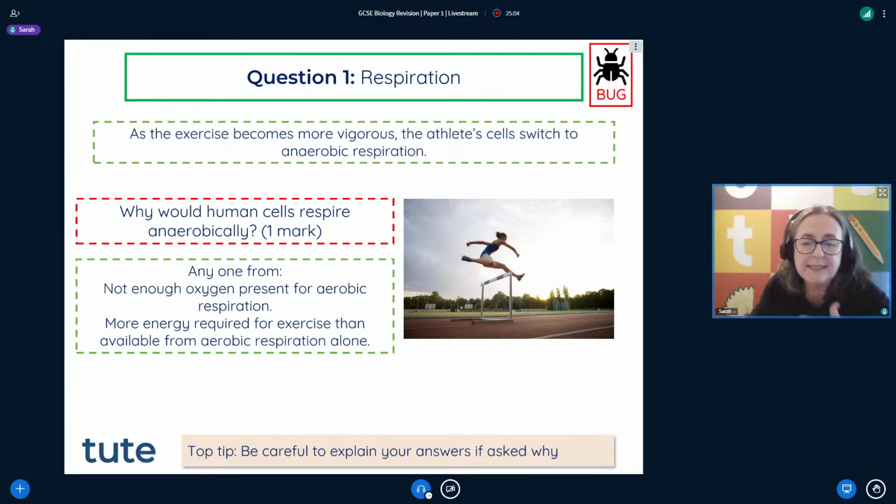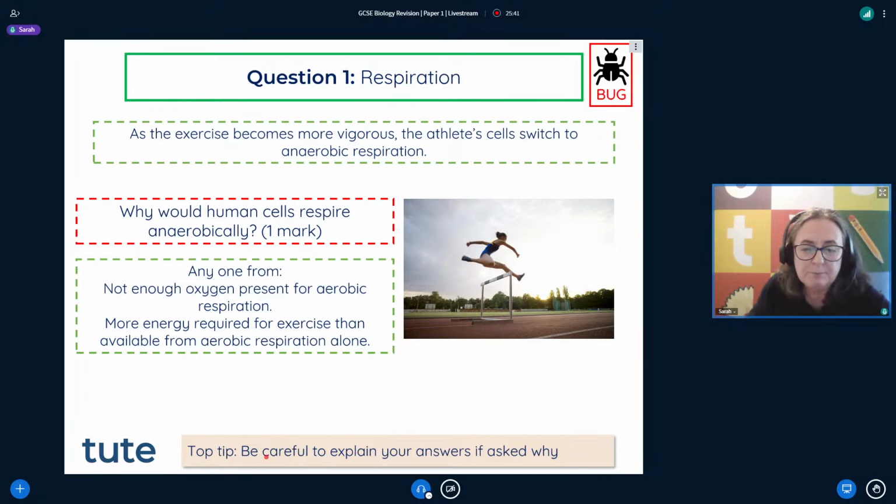Well, how does that work? Why would we do this? Because there are 2 possible answers here. It might be because not enough oxygen is present for aerobic respiration. And like I said, the body has a hard time delivering that blood with enough oxygen and glucose, especially if you're doing super strenuous exercise. Or you could say that more energy is required for exercise than is available from aerobic respiration alone. So the aerobic respiration isn't doing enough, but the body can resort to anaerobic respiration so that they can keep going for a short time.